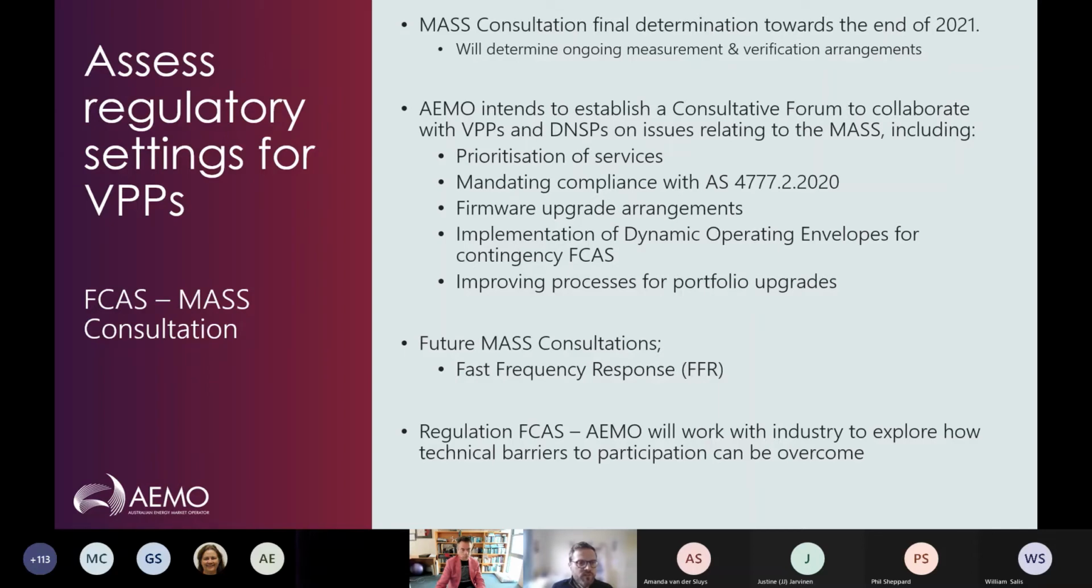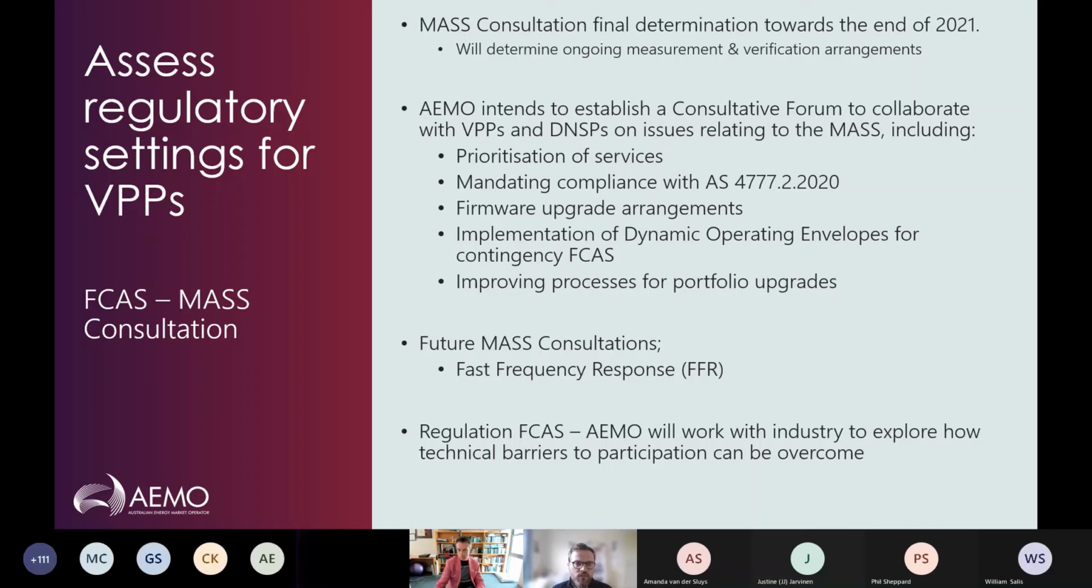The third objective that we had was about assessing the regulatory settings for VPPs. So we split that into assessing the FCAS regulatory settings and assessing settings for energy. This slide really focuses on FCAS. In the demonstrations, the evidence shows that VPPs are highly capable of delivering contingency FCAS as a resource, but what the ongoing requirements should be for measurement and verification of those resources delivering FCAS is the subject of the ongoing MASS consultation.